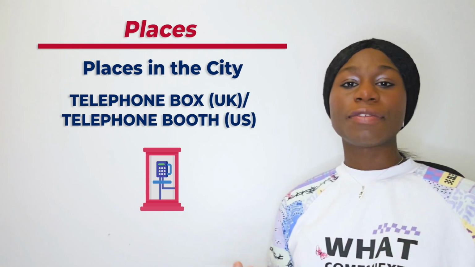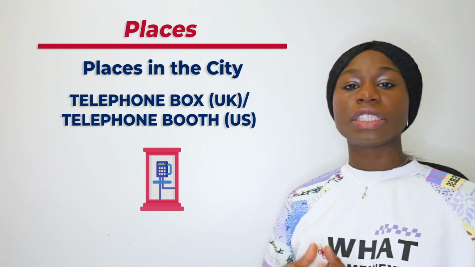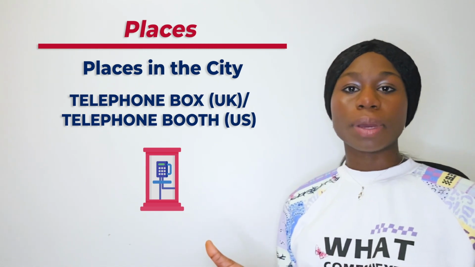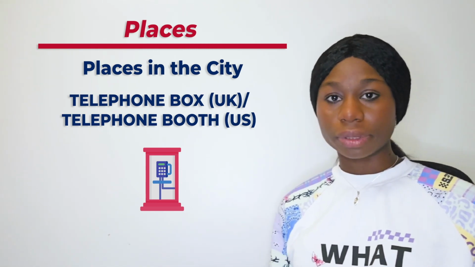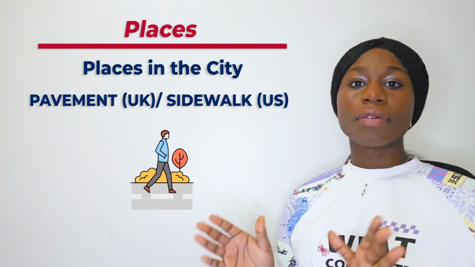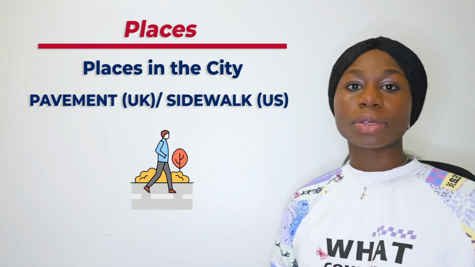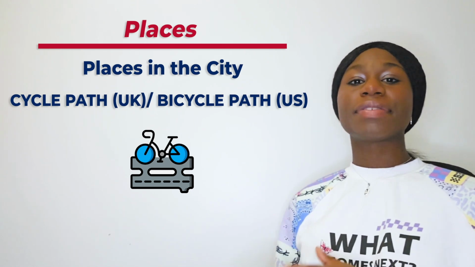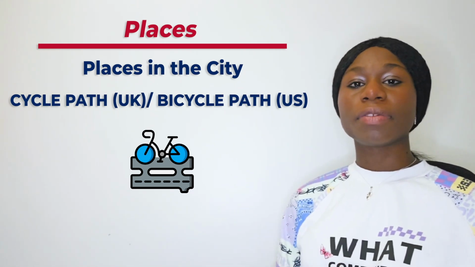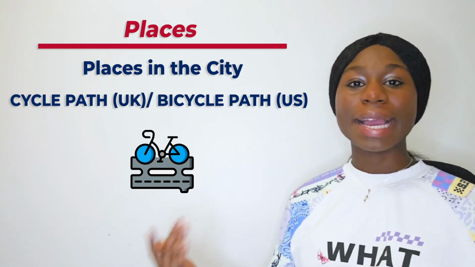We have a telephone box. That is for those coming from the UK. For those coming from the US, it is called a telephone booth. We have a pavement for those coming from the UK. For those coming from the US, it is called a sidewalk. We also have a cycle path for those coming from the UK. For those coming from the US, it is called a bicycle path.